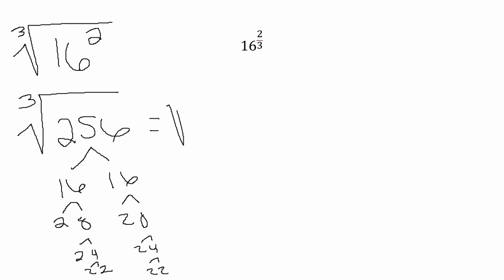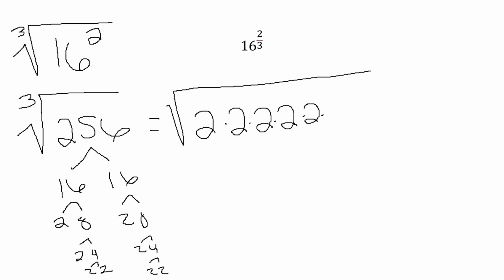Let me just rewrite this. So basically I have 1, 2, 3, 4, 5, 6, 7, 8 2s at all of my endpoints. Now, because it is a cubed root, I have to have sets of 3 to pull out. Here is one set of 3.